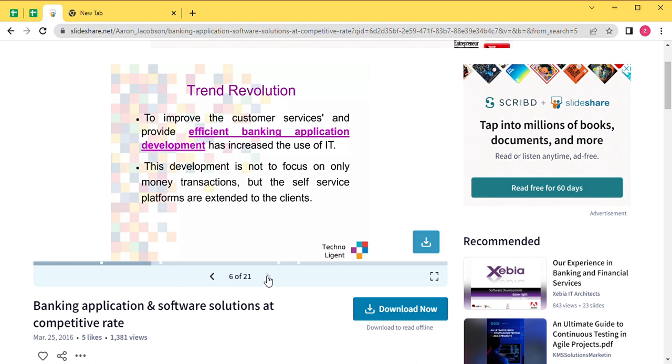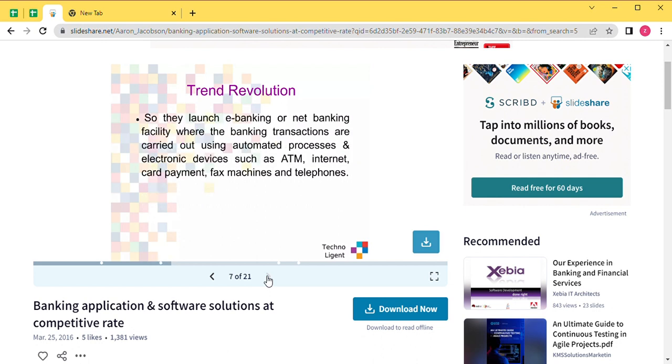This development does not focus only on money transactions, but the self-service platforms are extended to the latest trend revelations. So they launched e-banking or net banking facilities where the banking transactions are carried out using automated processes and electronic devices such as ATM, internet card payment, fax machine, and telephones.